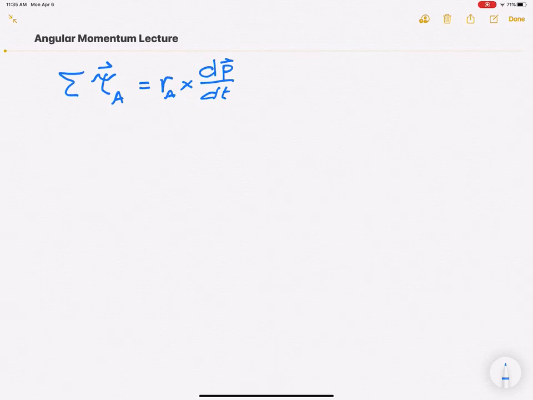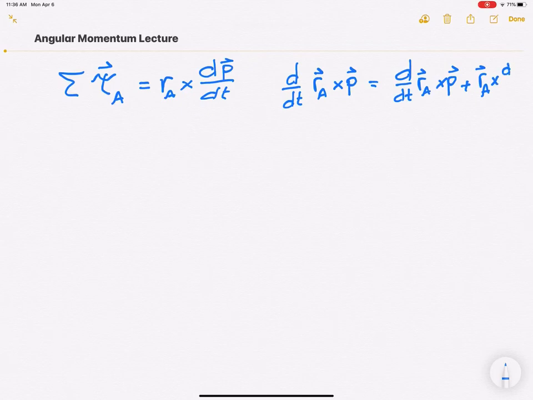All right, so what we have to do here is simplify the equation just a little bit. If I had R_A crossed into P, and I took the time derivative of that, I would get the time derivative with respect to t of R_A crossed into the momentum, plus R_A crossed into dP dt.